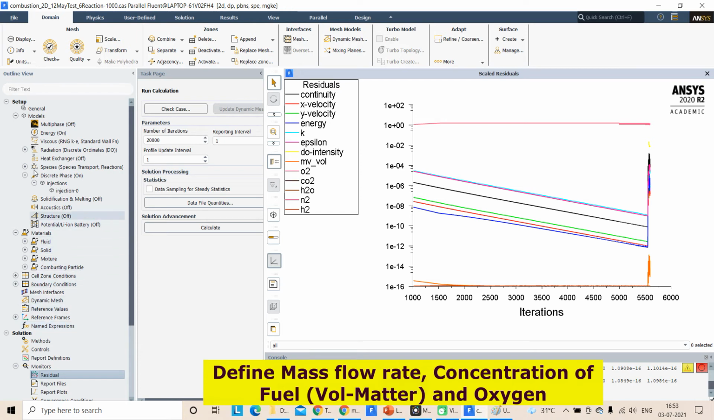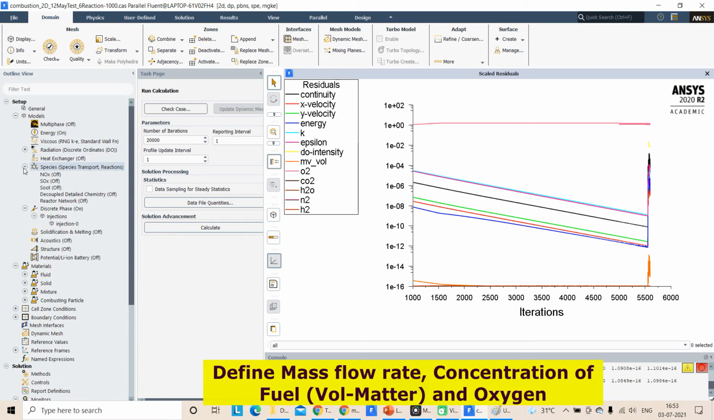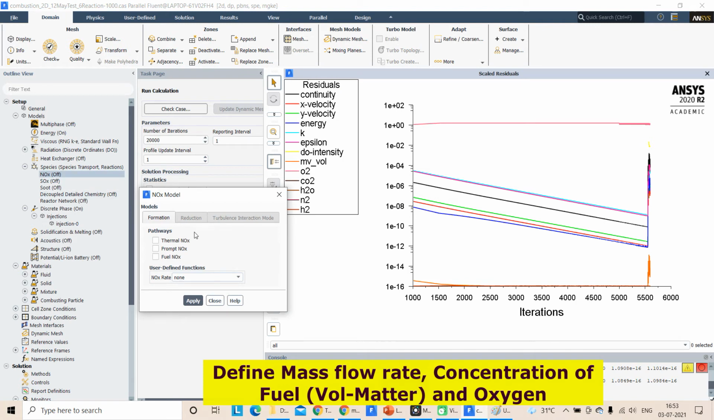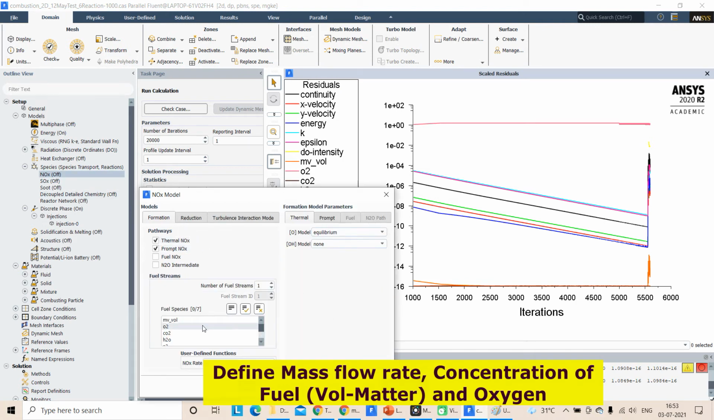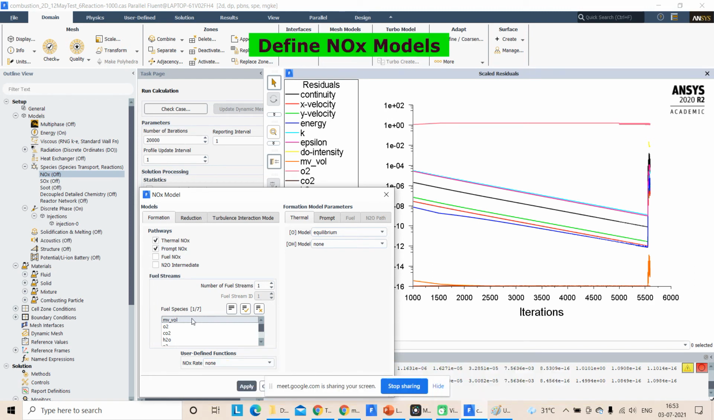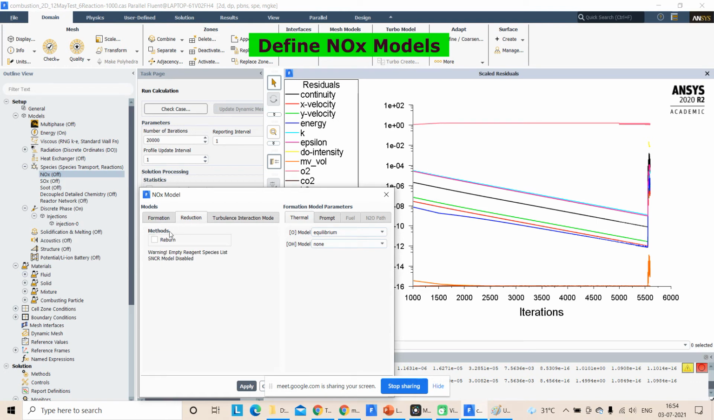For the pollution, you have to go into species transport modeling. Then you have to select the NOx. You have to select the thermal NOx. You have to select some species for the formation of the NOx. We can select the MU volatile, ES2 or ES2. What are the species in the fuel? If the fuel contains H2, volatile matter, or maybe hydrogen, those species we can select. There is a reburning mechanism; we don't need to use it.